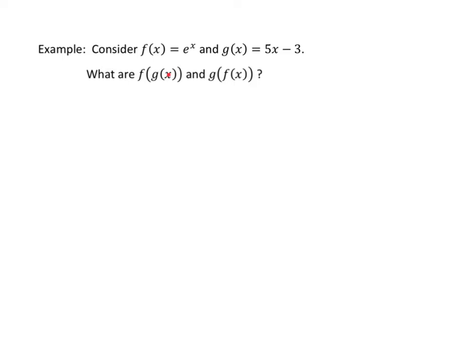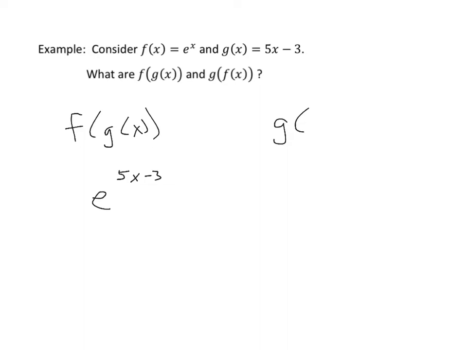So the first one, f of g of x, really just means that we're going to take this inside function g of x, and we're going to plug it in wherever we see an x in the f function. So when I do f of g of x, it means I'm going to take the f function up here, and I'm going to do e to the, but not x, I'm supposed to plug g of x in, so it'll be e to the 5x minus 3. Okay, that's what f of g of x is.